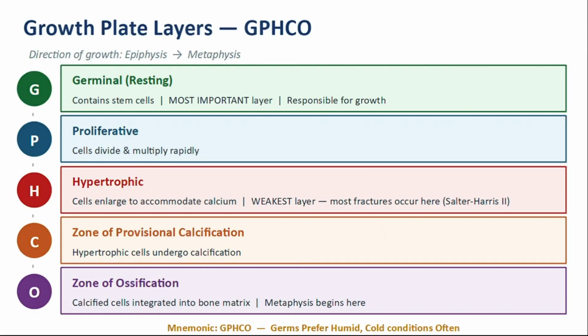The germinal layer contains the stem cells, and in the proliferative layer, the cells divide rapidly and multiply in number. In the hypertrophic layer, the cells enlarge to accommodate calcium inside them. In the zone of calcification, the enlarged cells get calcified. Hypertrophied cells undergo calcification in this zone. And the calcified cells integrate into the bone matrix in the zone of ossification.